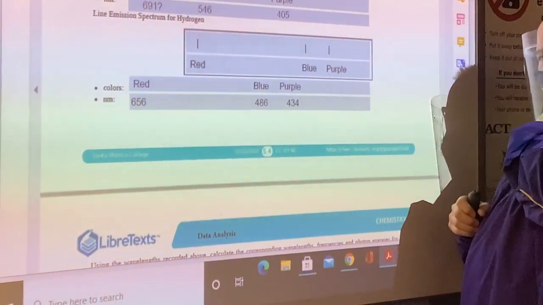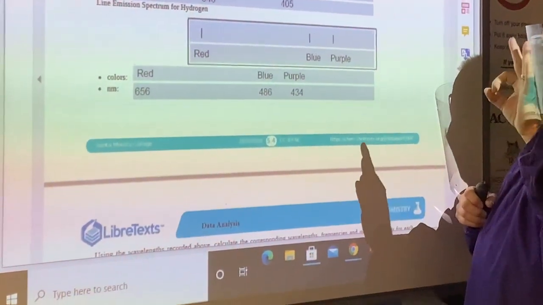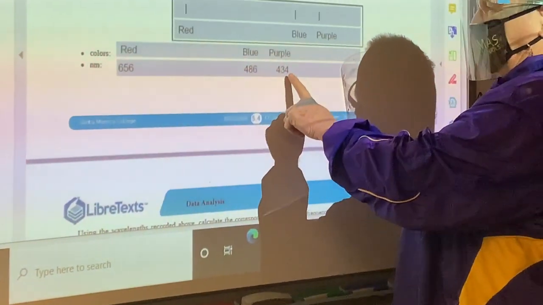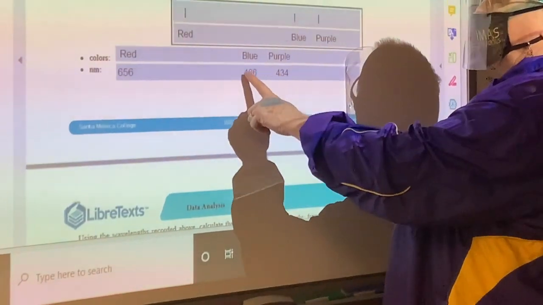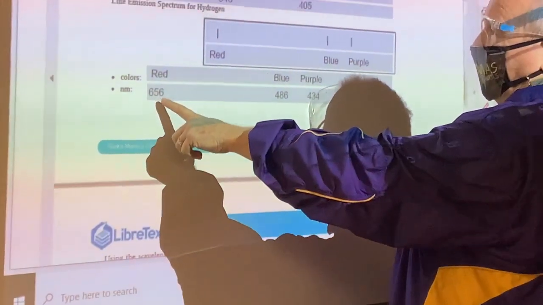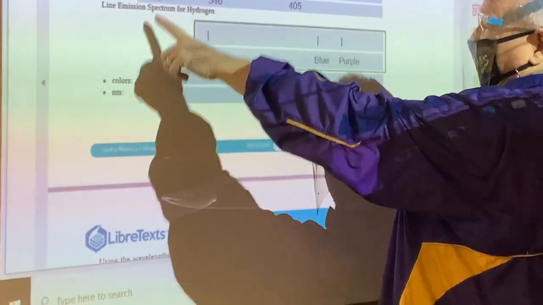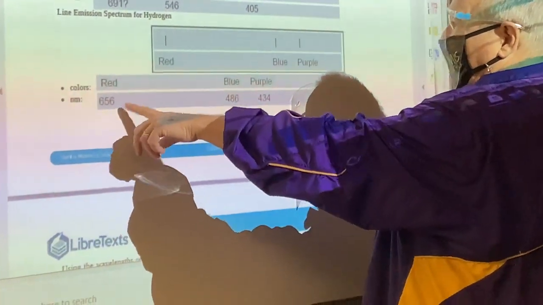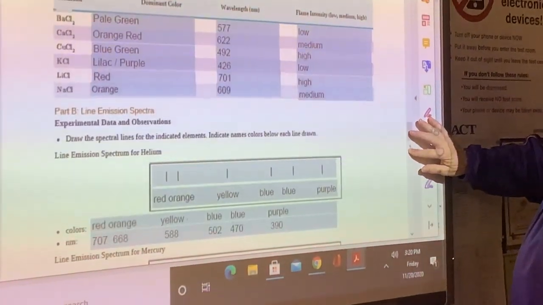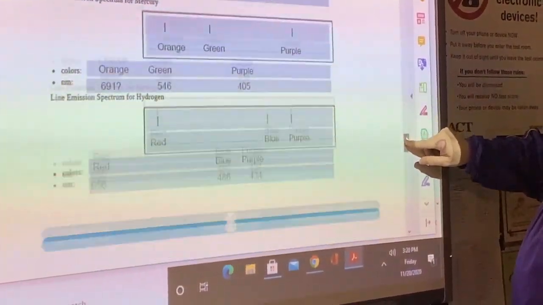I want to say we're supposed to see 4, but I saw 3 very clearly. Purple, blue, and red. The purple was 434. The blue, if you look it up, is 486, and the red is 656. You can see orange should not be longer than the red. But those are the values that I got without going into too much detail and research.